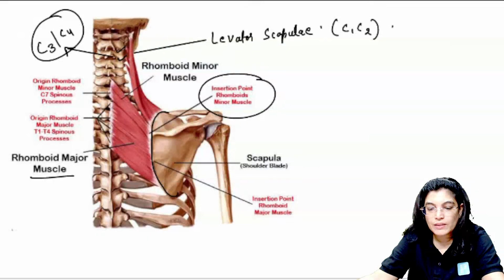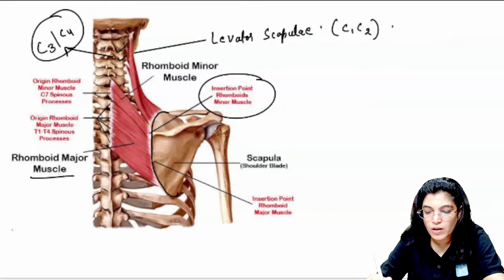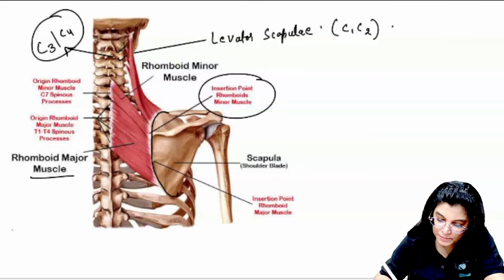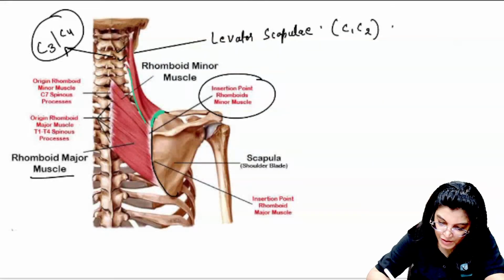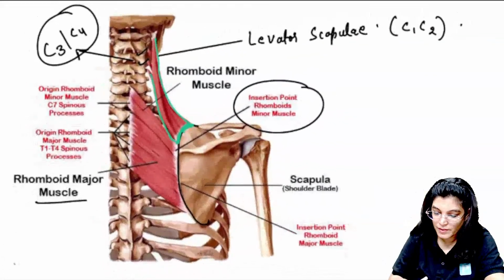After that, you can see these slips insert diagonally onto the medial border of scapula. So it inserts onto the upper part of the medial border of scapula. Here also you can see this is the upper part of the medial border, and these four slips of levator scapulae are inserting here as shown in this diagram.